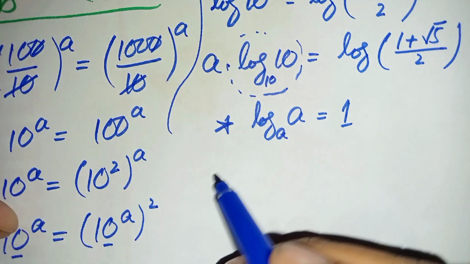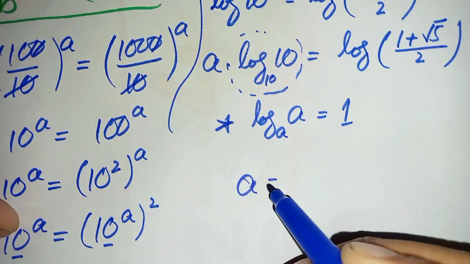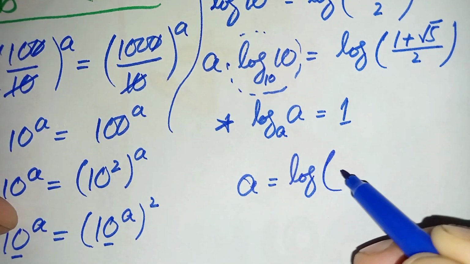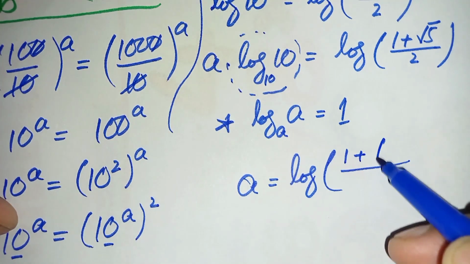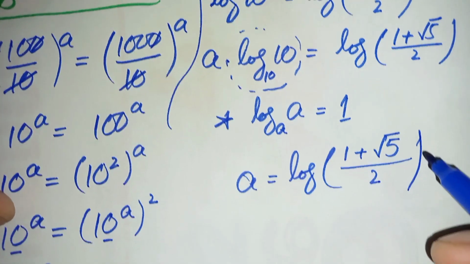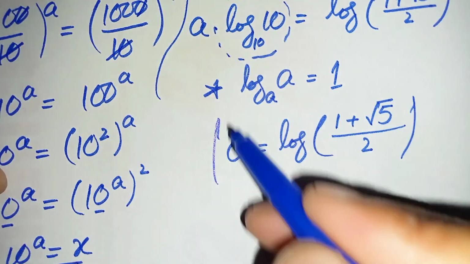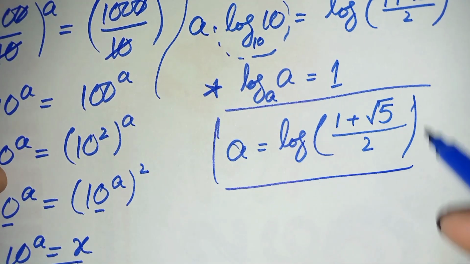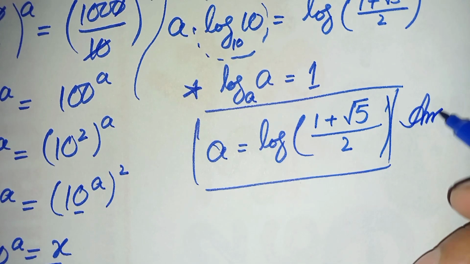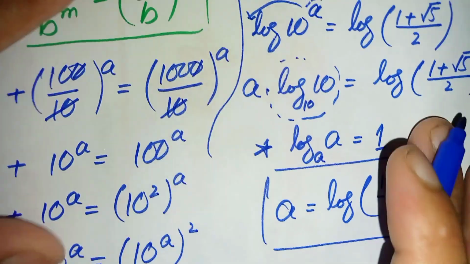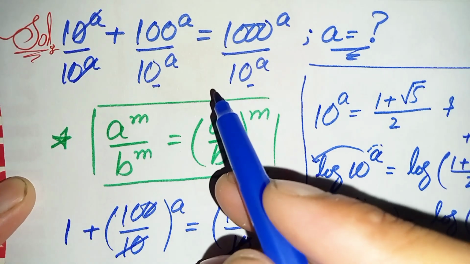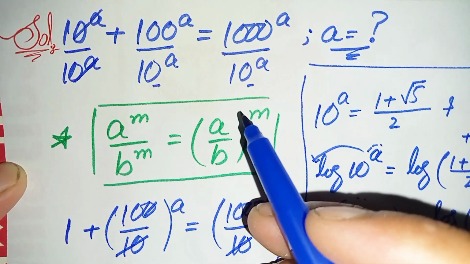So this will become a is equal to log of 1 plus square root of 5 divided by 2. So finally a is equal to log of 1 plus square root of 5 divided by 2 is our answer and solution of this nice and wonderful exponential equation.